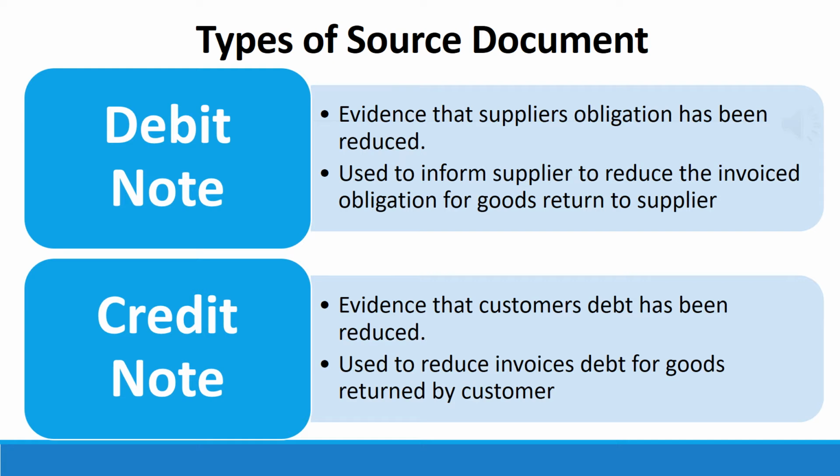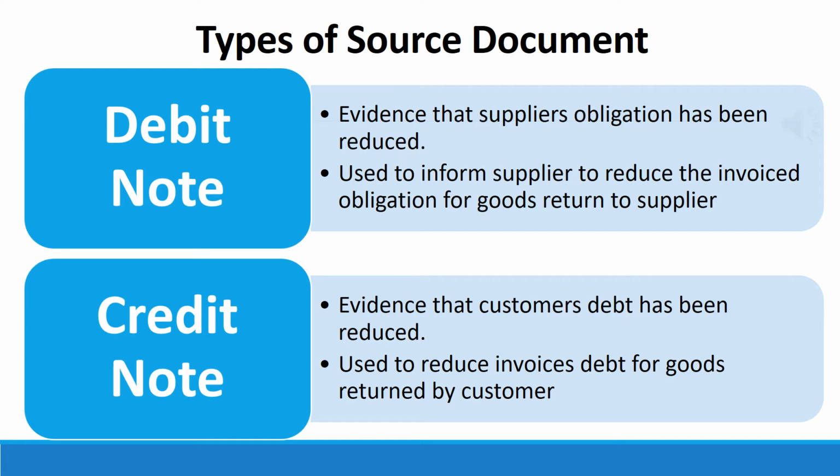A credit note is evidence that customer's debt has been reduced. In case an entity realizes that the customer's debt is overstated, maybe as a result of invoicing for goods that have already been returned by the customer, the entity issues a credit note to the customer informing them that they have reduced the debt.